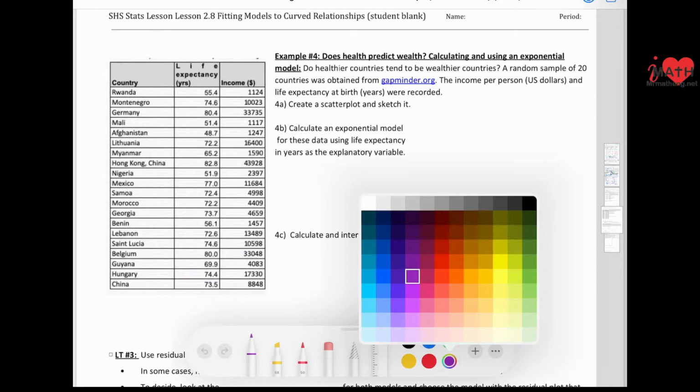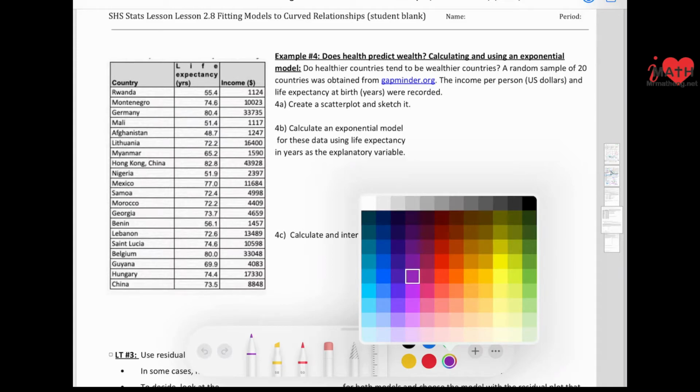All right, let's go over this next page here. Does health predict wealth? Calculating and using an exponential model. Do healthier countries tend to be wealthier countries? A random sample of 20 countries were obtained from gapminder.org. The income per person in US dollars and the life expectancy at birth years were recorded. Create a scatter plot and sketch it.